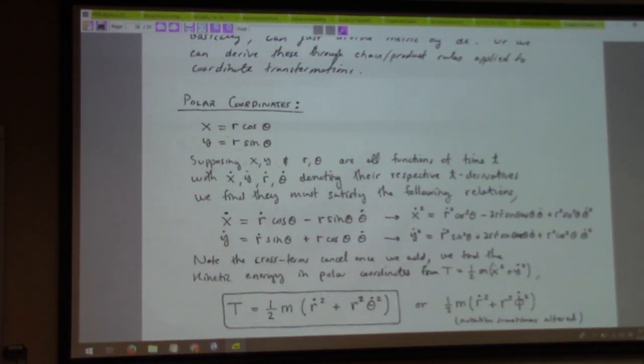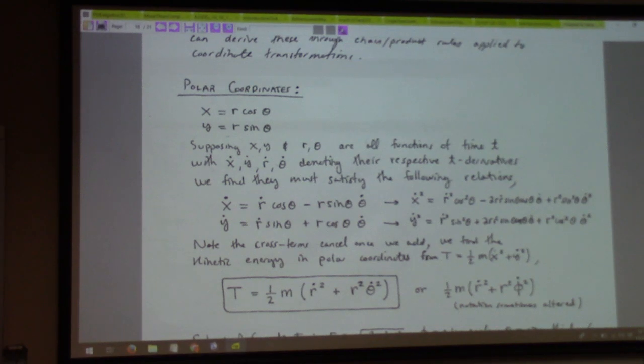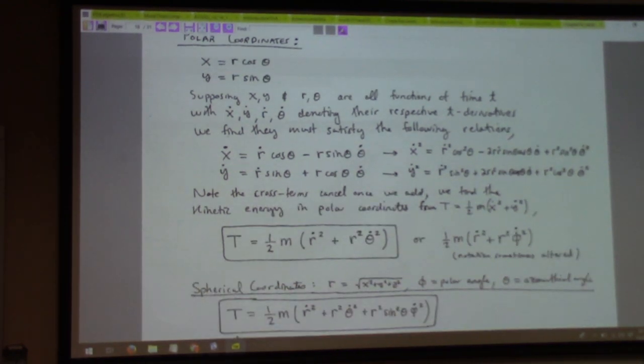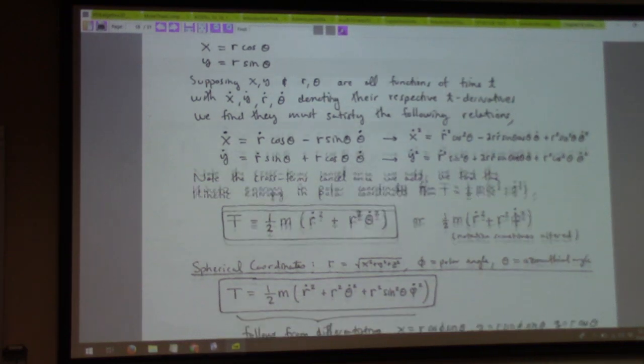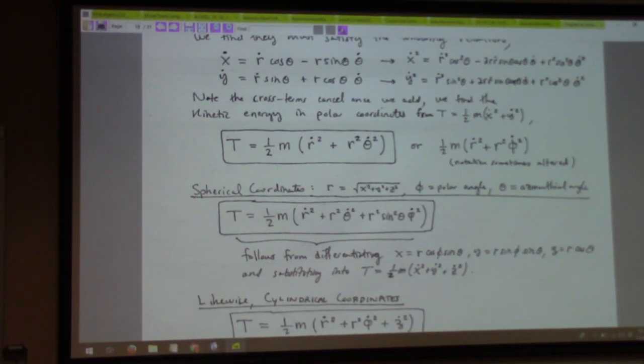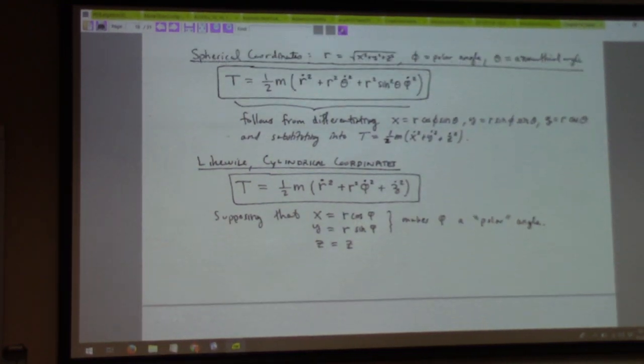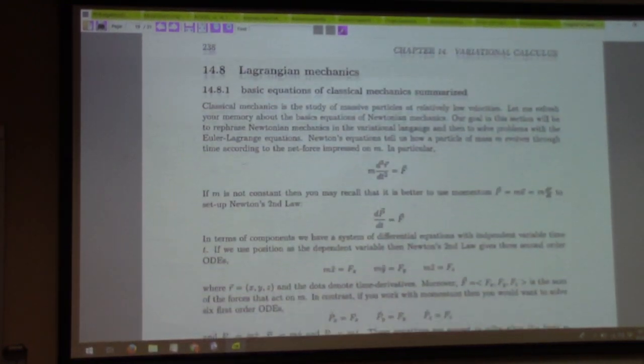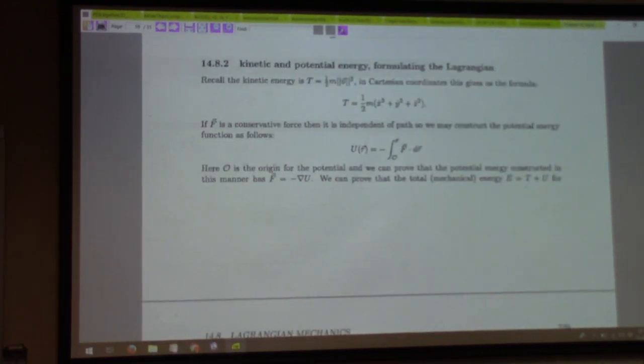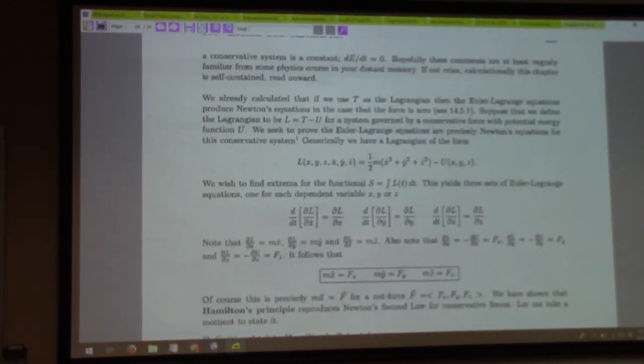So I just worked this out for you guys, but here it is in my notes. I will post this in case you had trouble following me today. So there's the kinetic energy in polar coordinates. This is the kinetic energy in spherical coordinates. There's the kinetic energy in cylindrical three-dimensional coordinates. Let's see here. We talked a little bit about this already.